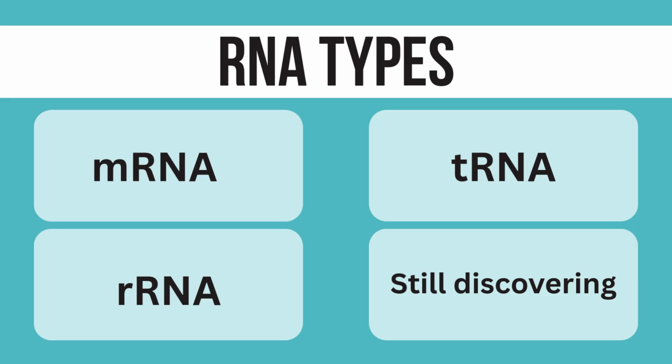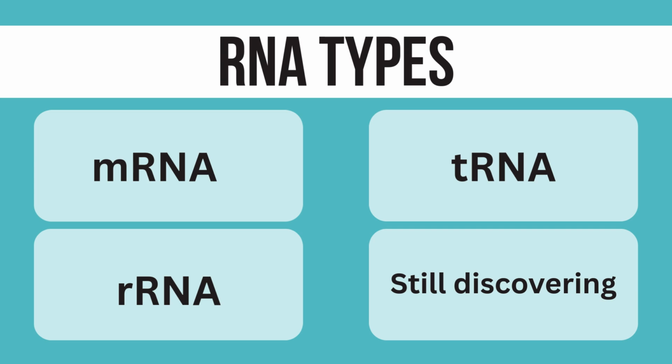Now let's dive into the types of RNA. There are three main types of RNA, but in reality scientists have discovered more. The three main types are mRNA, tRNA and rRNA. mRNA is also known as messenger RNA. tRNA is also known as transfer RNA, and we can also call it an adapter molecule. And ribosomal RNA, also known as rRNA, is a structural unit of the ribosome.